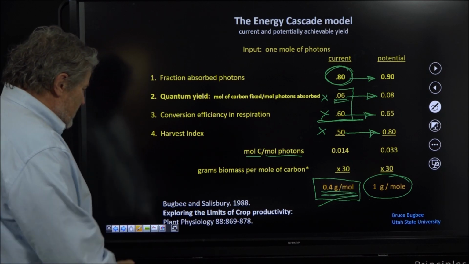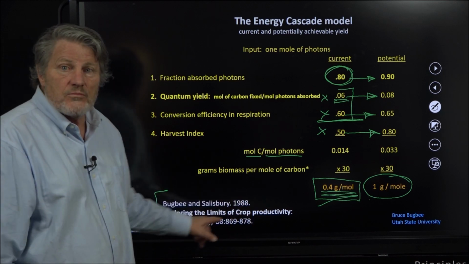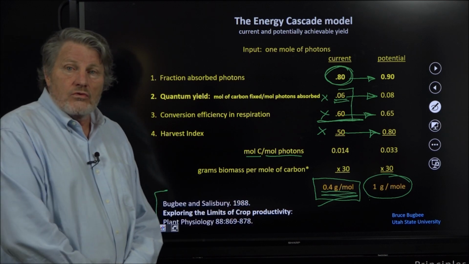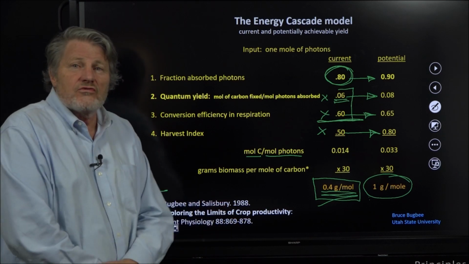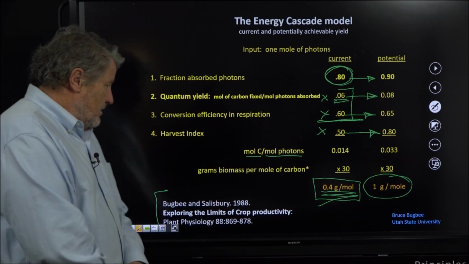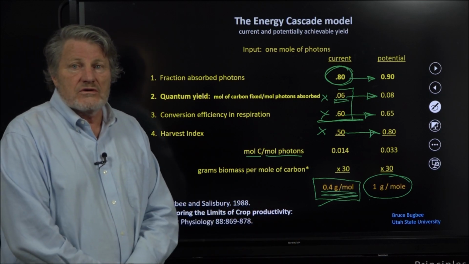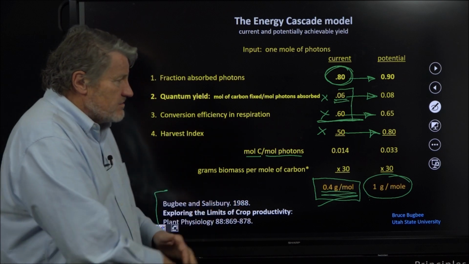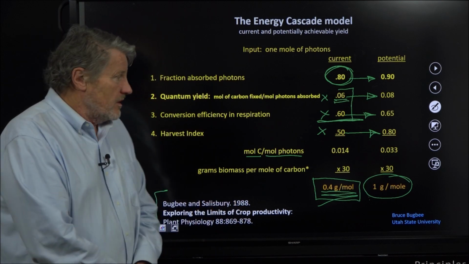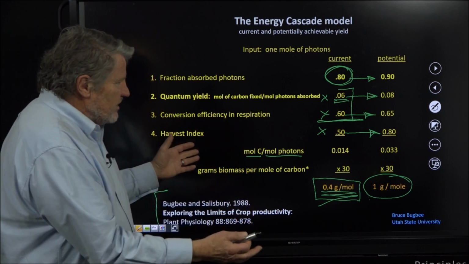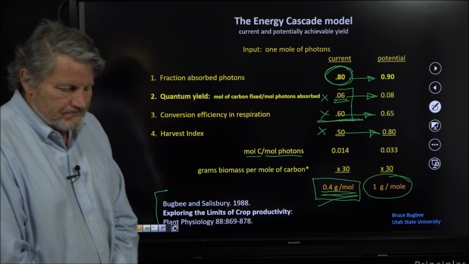This approach came from this article right here, Exploring the Limits of Crop Productivity, that I wrote with my colleague Frank Salisbury about, well, 1988. That's over 30 years ago. This particular article helped launch my career as a young scientist, showing the math in this, showing what we could get to in potential yield. And of course, we did this with wheat and keep track of all those parameters, and that was the basis of the paper.